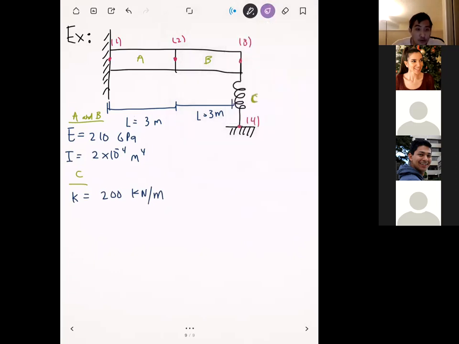And so the last thing we need before we start to solve this is a load. And so let's say that we're going to apply a load onto node 3 right here, and it's going to be vertical. Okay. And this load is going to have a magnitude of 50 kilonewtons.